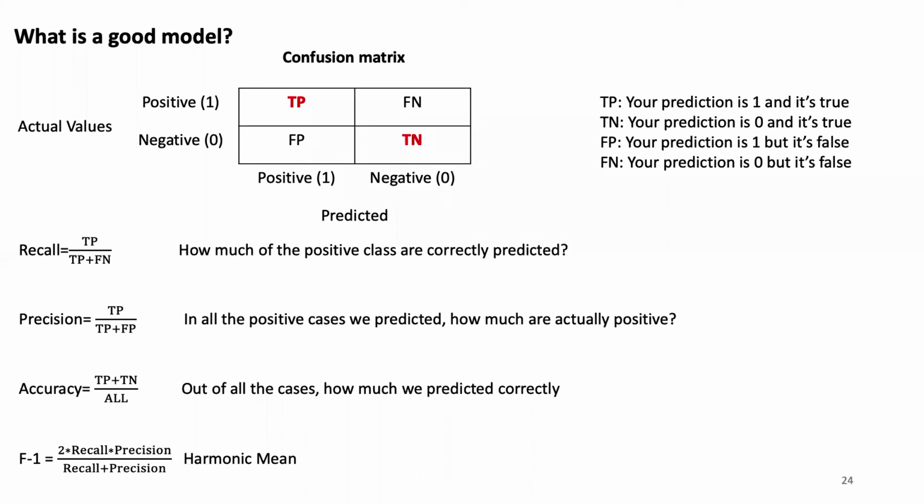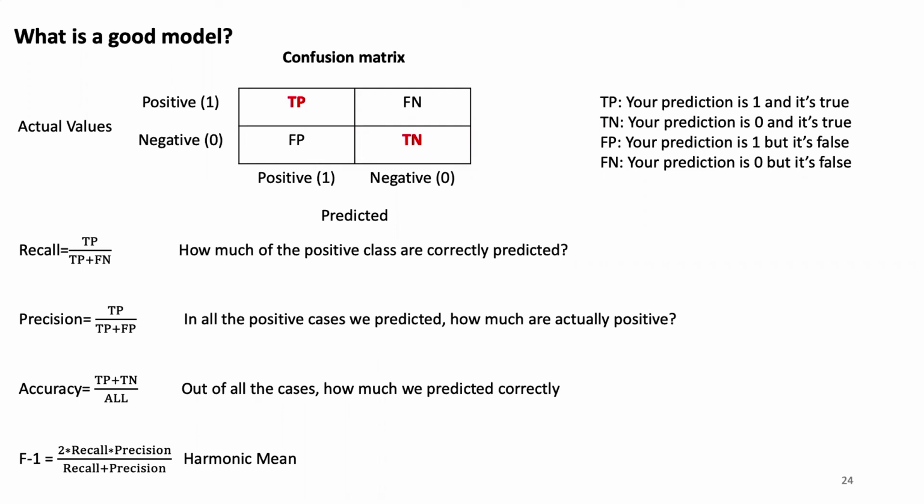The negative is 0. In your prediction, when your prediction is 1 and it's actually true, you get a true positive. If your prediction is 0 and it's actually false, you get a true negative. If your prediction is 1 but it's actually false, you have a false positive. And the last one, if your prediction is 0 but it's actually true, that means you have a false negative. Then you can use this to calculate the metrics here at the bottom, right? For example, you can calculate a recall.